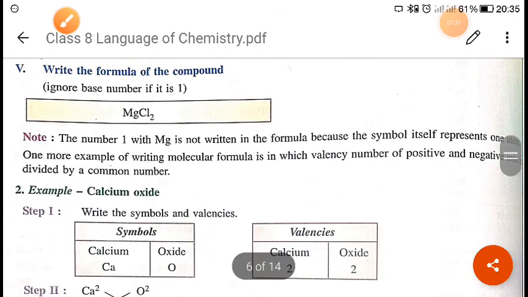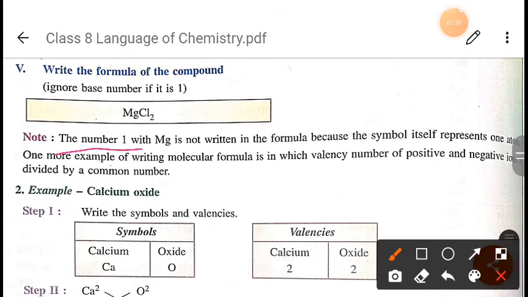As you can see, the number 1 with Mg is not written in the formula, because the symbol itself represents one atom. Why is 1 not written? Because whatever symbol we have, Mg, it represents only one atom. That is why 1 has been removed from here.